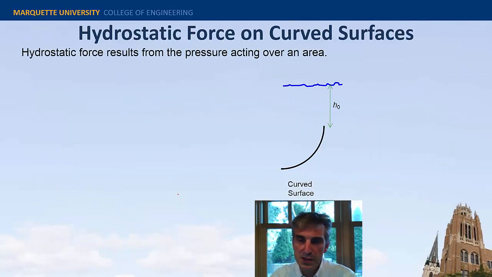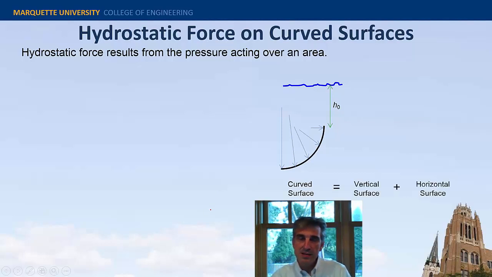Now for curved surfaces, what we're going to do is break those surfaces into two components, right? So if we have a curved surface, like this is a plate that extends into the page, and the top of the plate is a distance h naught from the free surface, we would know that just on the top you have an increasing pressure with depth. Pressure always acts normal to the plate, so each vector is curved to be normal to the plate. And we can break this plate into two components, the vertical plate and the horizontal curved surface.